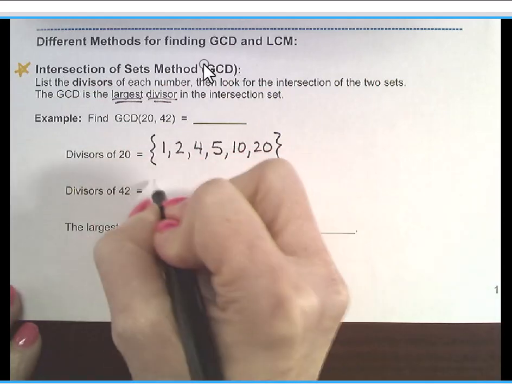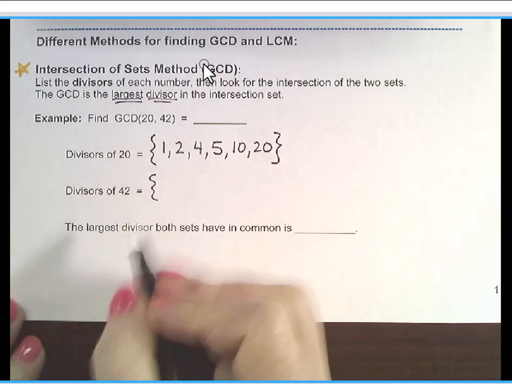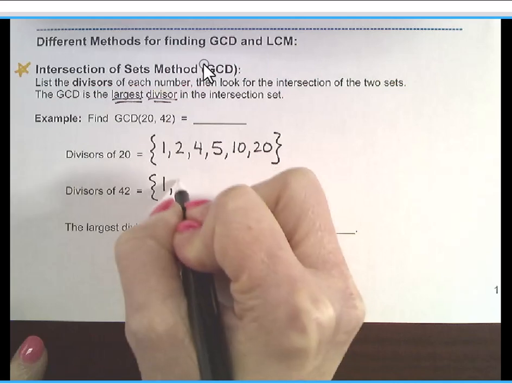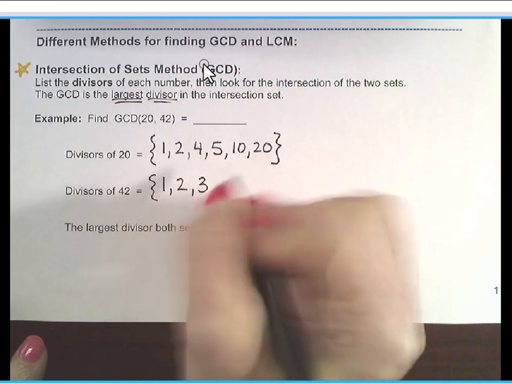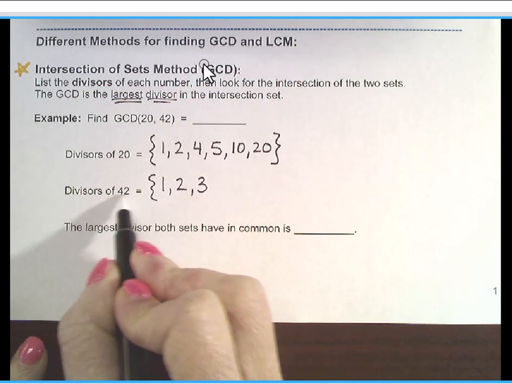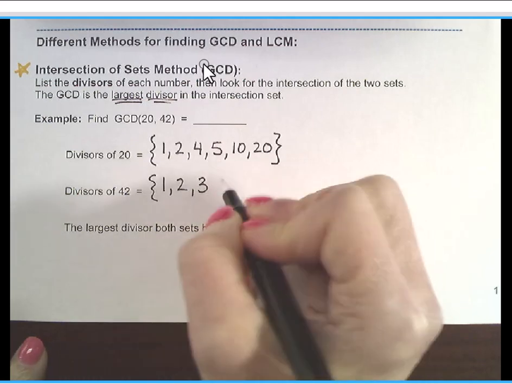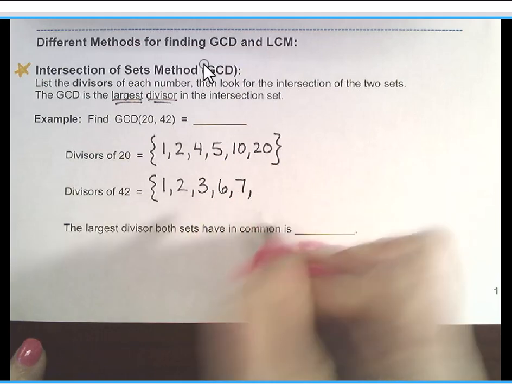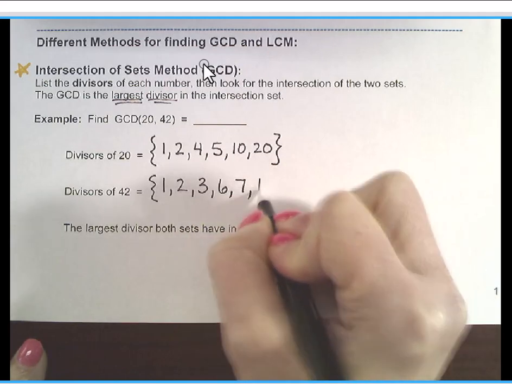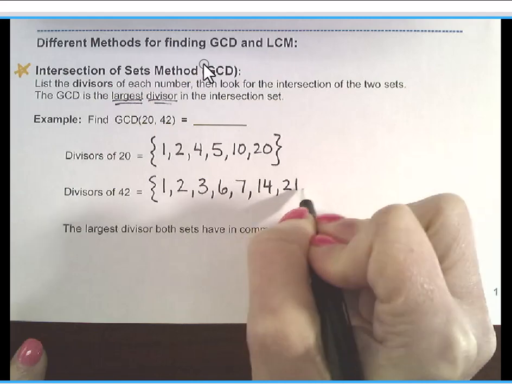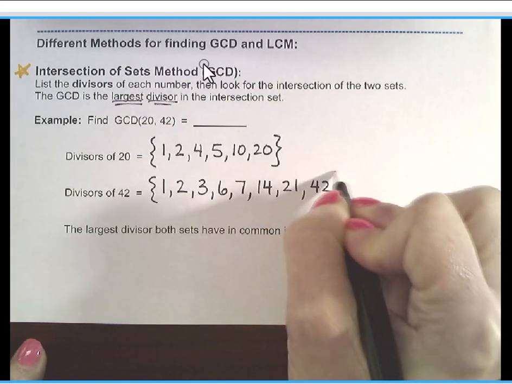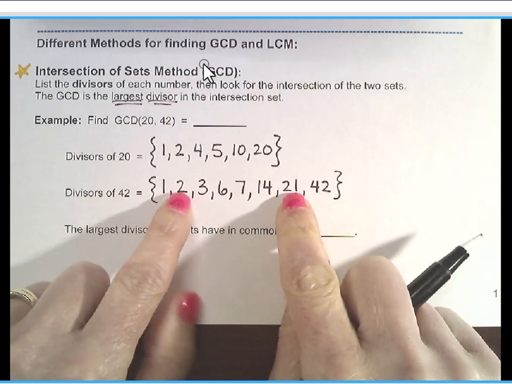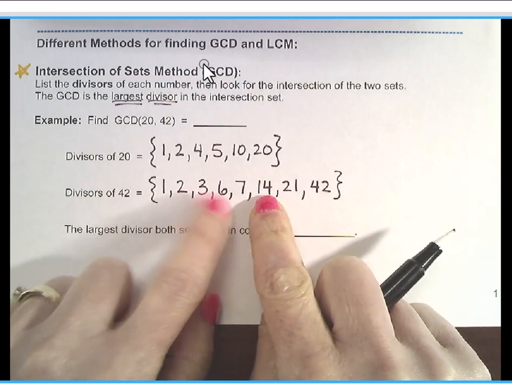For 42, there's a lot more divisors than we have for 20. So there's 1 and 2 and 3. I know 3 goes in there because if you add 2 and 4, you get 6. 6 and 7 divide into 42, and 14 and 21. And then of course 42. So 1 and 42, 2 and 21, 3 and 14, 6 and 7.